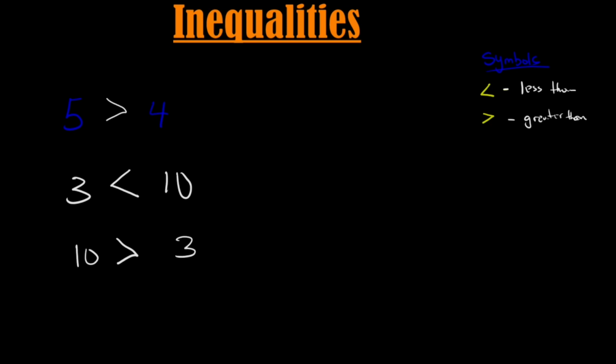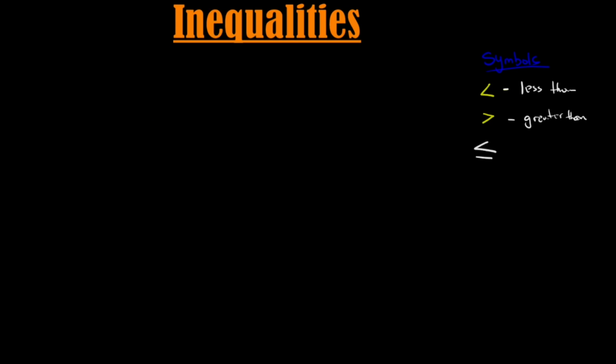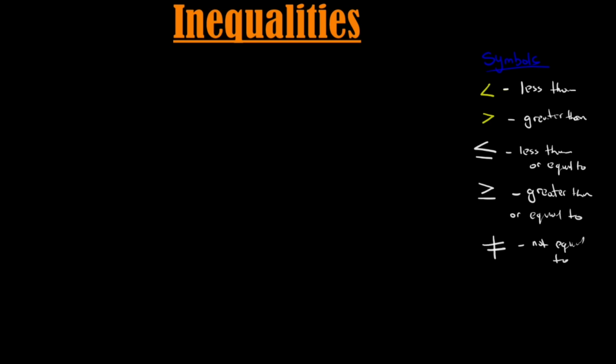These are the two symbols that most persons would be used to. But with inequalities, there are two more symbols that you will see. Those are the less than or equal to symbol and the greater than or equal to symbol. So there are 4 symbols, and there's also a not equal to. There are actually 5 symbols, but you mainly see the first 4 being used.